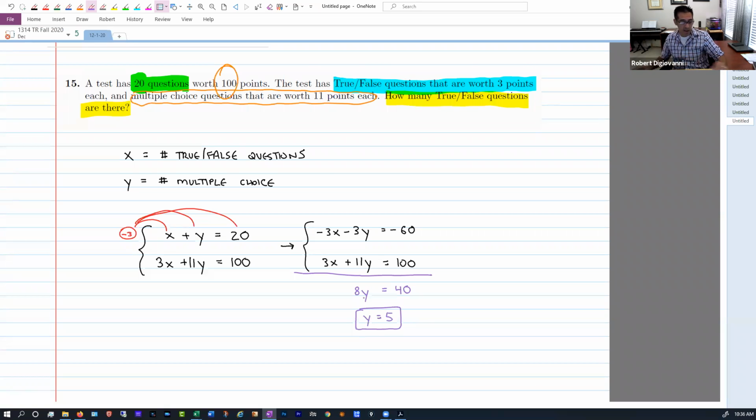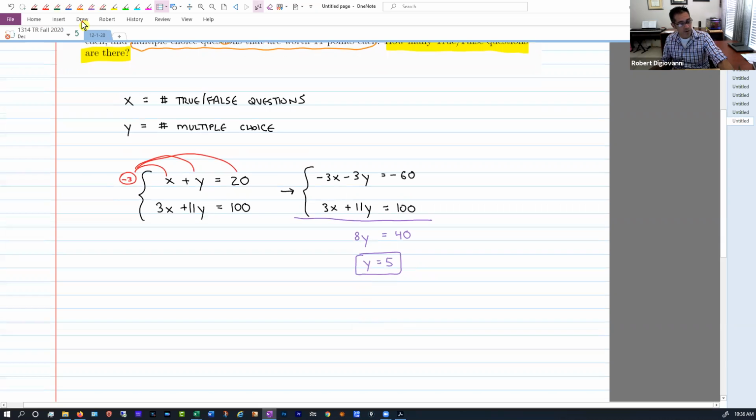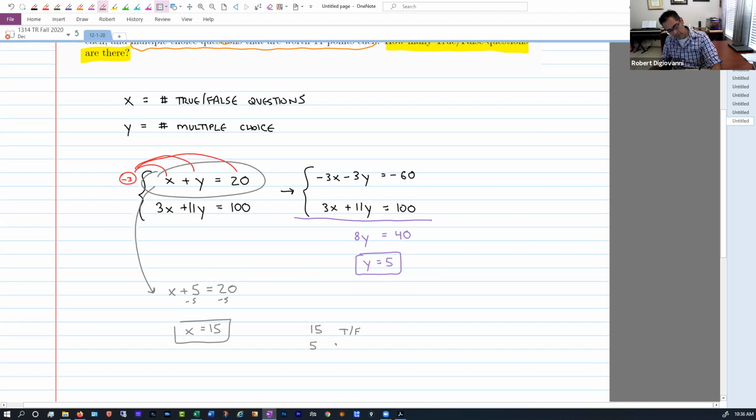And to get how many true and false, we're just going to take that first equation there. Let's replace the y with 5. Subtract 5 on both sides. X is 15. So there are 15 true and false, and there are 5 multiple choice. They only wanted to know how many true and false there were, right? But we went ahead and put down the rest.